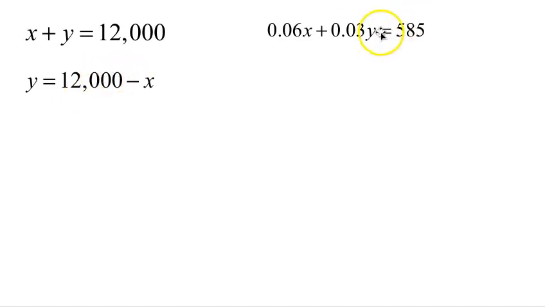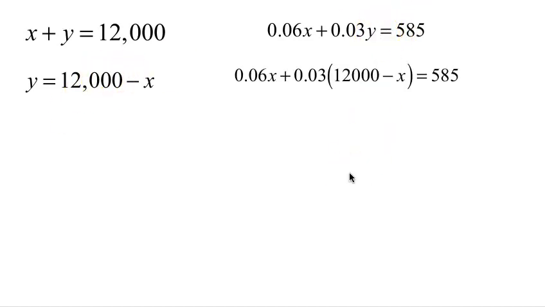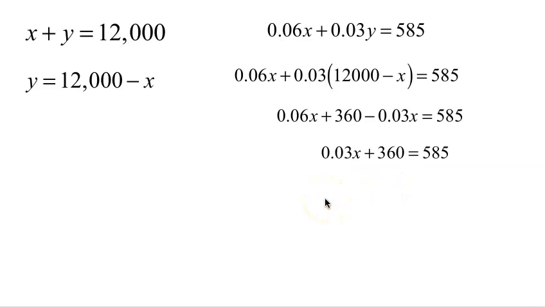Now plug the 12,000 minus X in for Y. So 0.06X plus 0.03 times (12,000 minus X) equals 585. Distribute: 0.03 times 12,000 gives me 360. And 0.03 times negative X is negative 0.03X. So 0.06X minus 0.03X is 0.03X, plus 360 is 585.